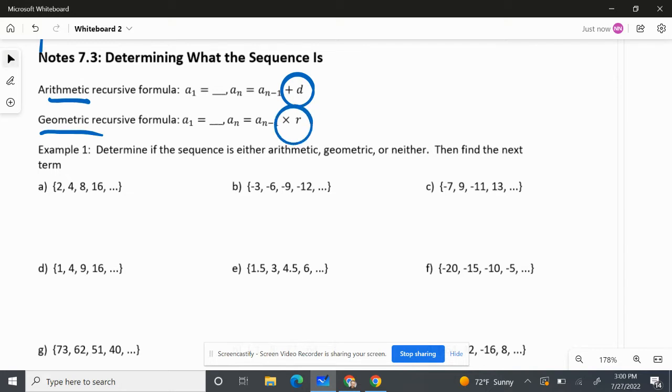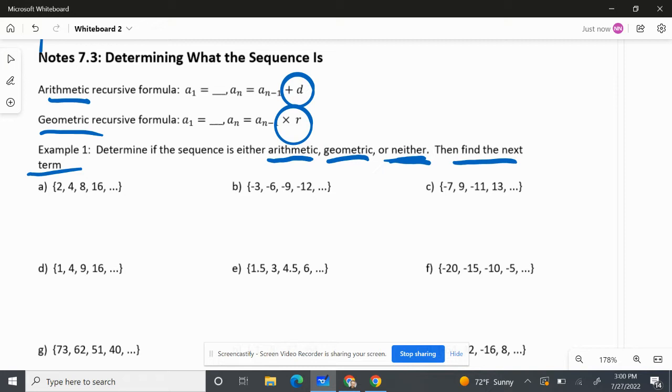So when we're looking at this sequence, if it's not arithmetic and it's not geometric, then we're going to state that it's neither. After we determine if it's arithmetic, geometric, or neither, we're going to find the next term in the sequence.